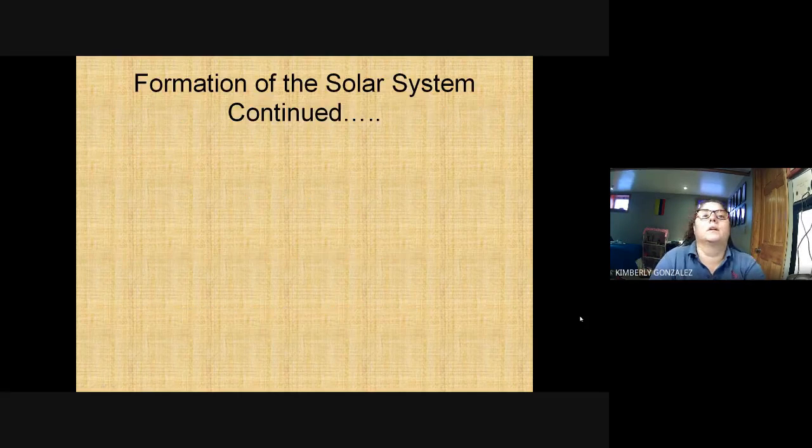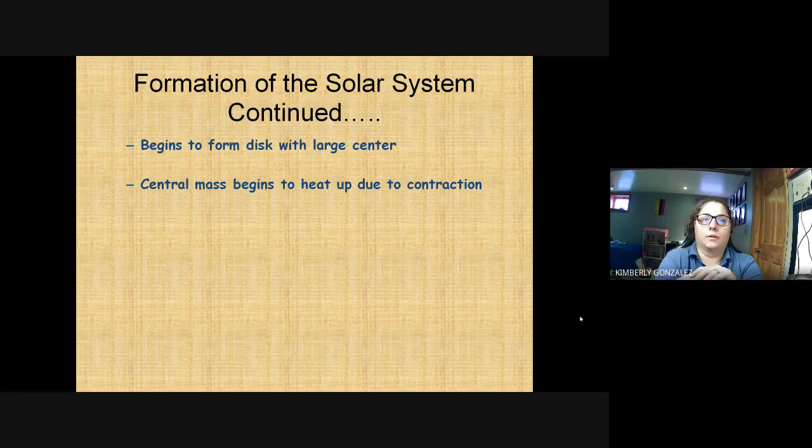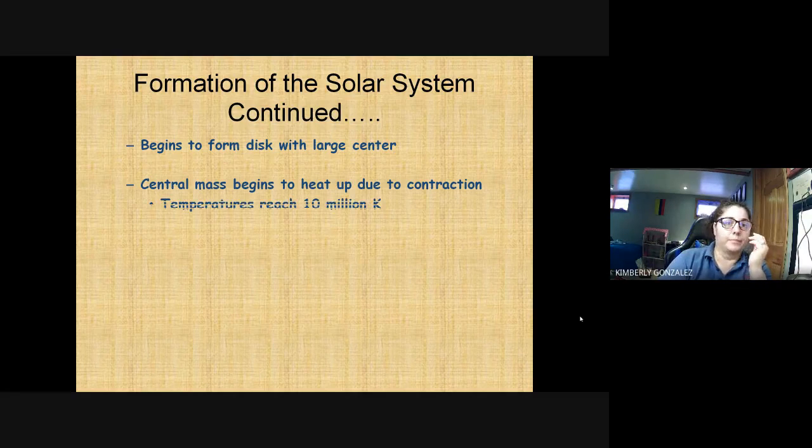Okay, so once that happens, you start to form a disk with a very large center, which you'll see in the video. That central mass starts to heat up due to that contraction, because as you're pulling things in, you're increasing the gravity, the density, and the rotation. The faster they go, the hotter they become. The temperatures themselves reach about 10 million Kelvin. That is extremely hot.